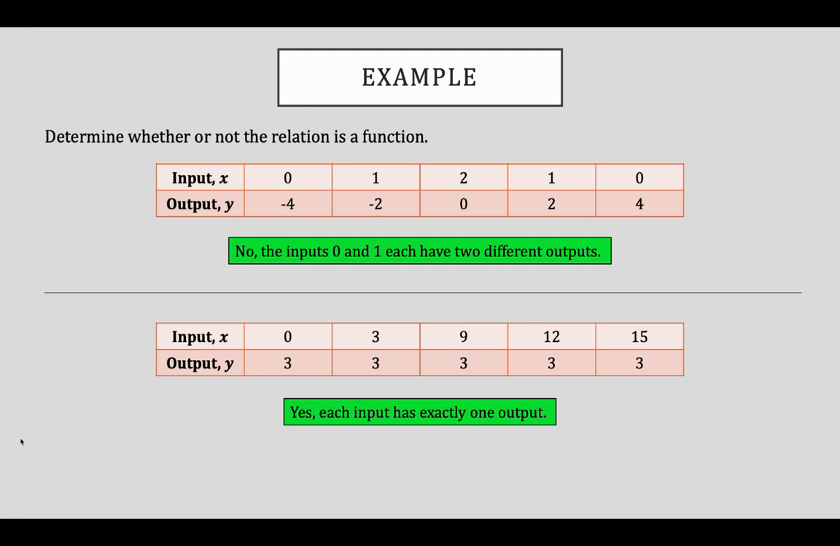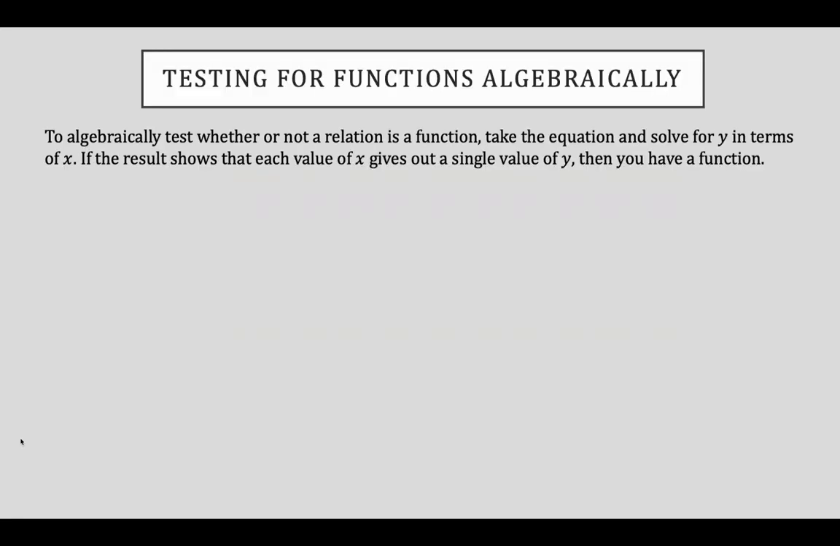That is an example of a function. Now, testing for functions algebraically. To algebraically test whether or not a relation is a function, take the equation and solve for y in terms of x. If the result shows that each value of x gives out a single value of y, then you have a function. Okay? We want to see one value of y for every value of x.